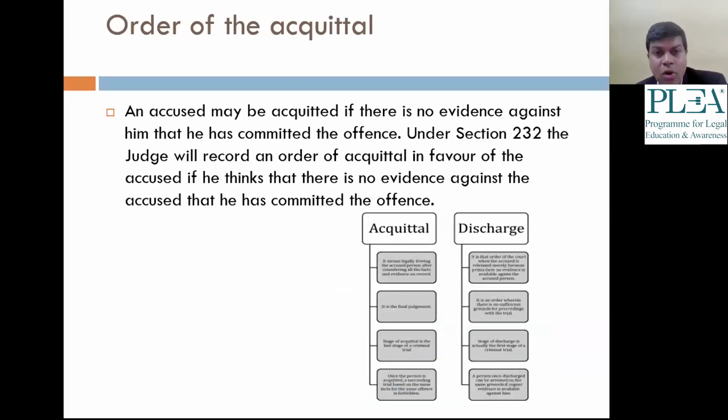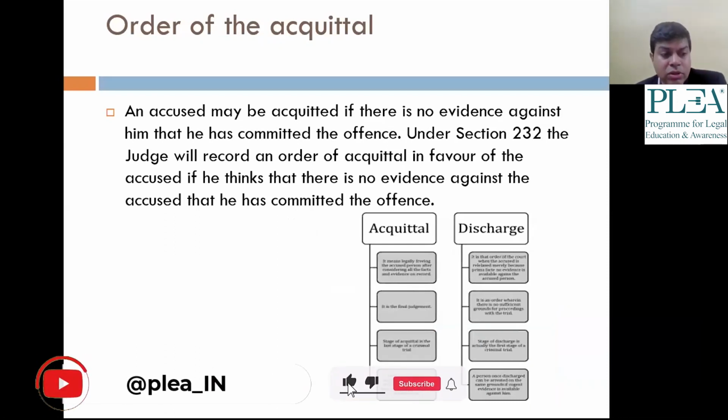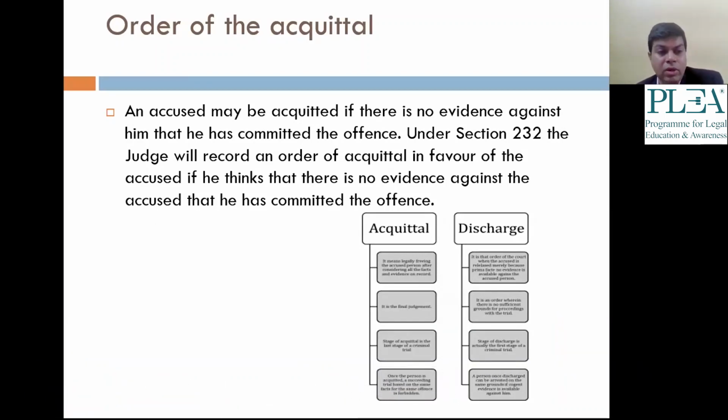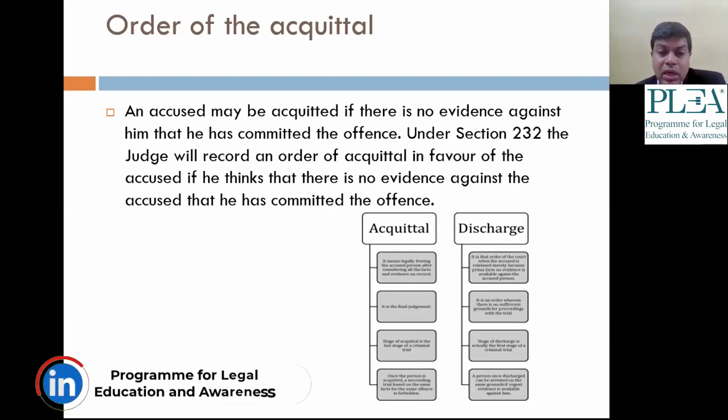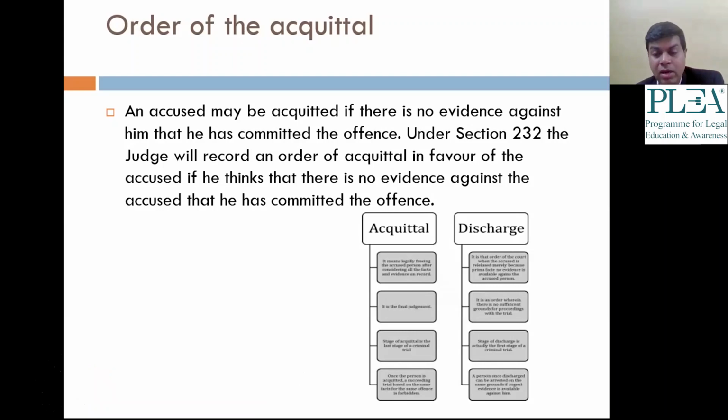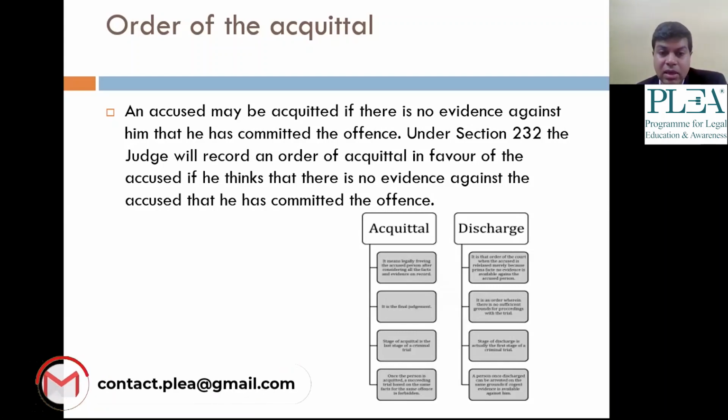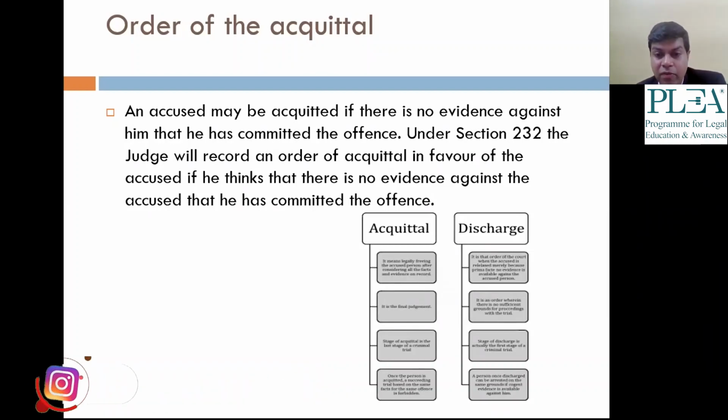Okay, that is order of the acquittal. In this, if the judge feels that the case does not have any sufficient ground, or if there are no such evidences against the accused, then the judge can give an order of acquittal. So an accused may be acquitted if there is no evidence against him that he has committed the offense. Under section 232, the judge will record an order of acquittal in favor of the accused if he thinks that there is no evidence against the accused that he has committed the offense.